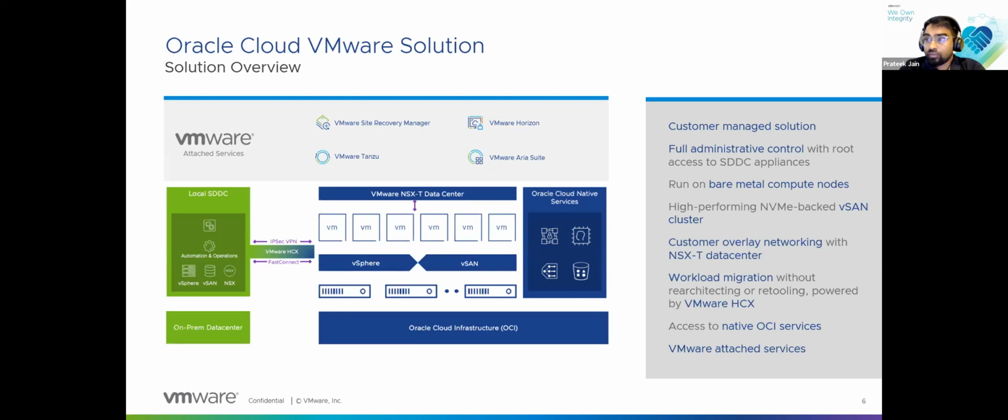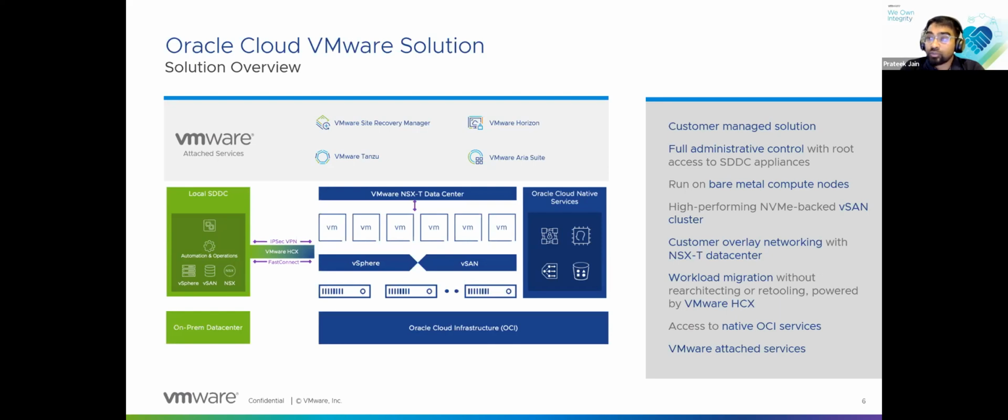So basically, OCVS is nothing but the VMware software-defined data center, where virtualization is provided by our vSphere solution. Then you have vSAN for storage virtualization. Then you have NSX, which provides the network overlay and networking functions for your workloads. Then we have VMware HCX.